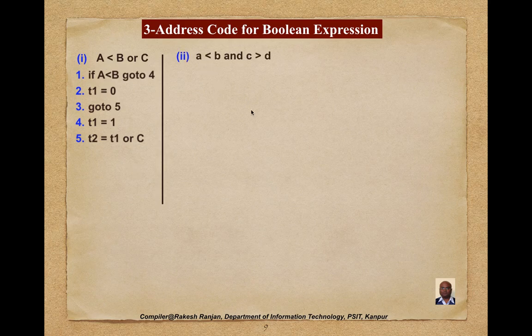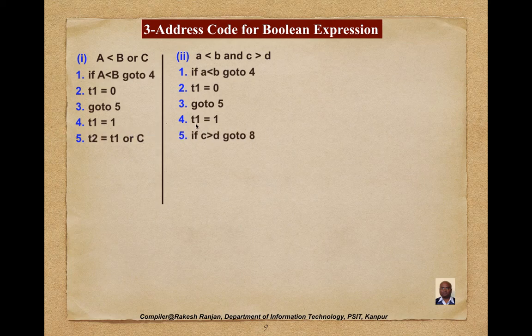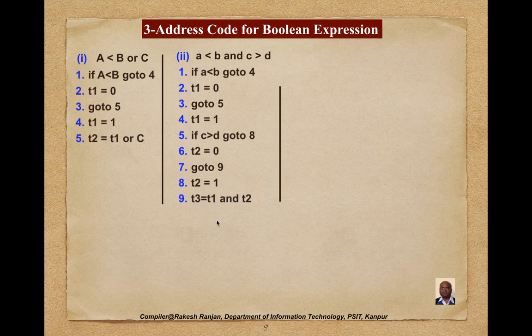Next one more example for the AND operation. If a is less than b then go to 4, otherwise t1 equal to 0, go to 5, otherwise t1 value is 1, go to 8, t2. So for both a is less than b and c is greater than d, t1 and t2 are now ready. Now we can write t3 equal to t1 and t2. So the AND operation is implemented here and the result is stored in t3.